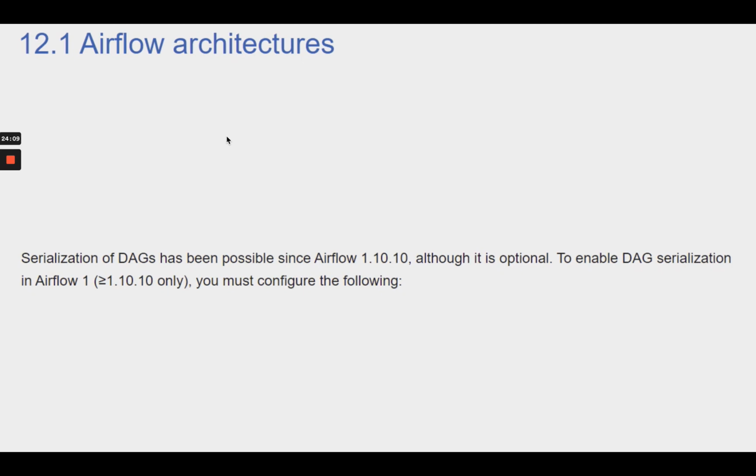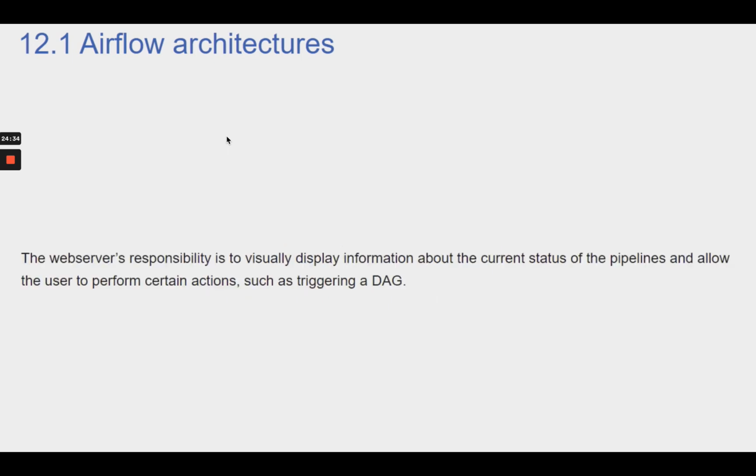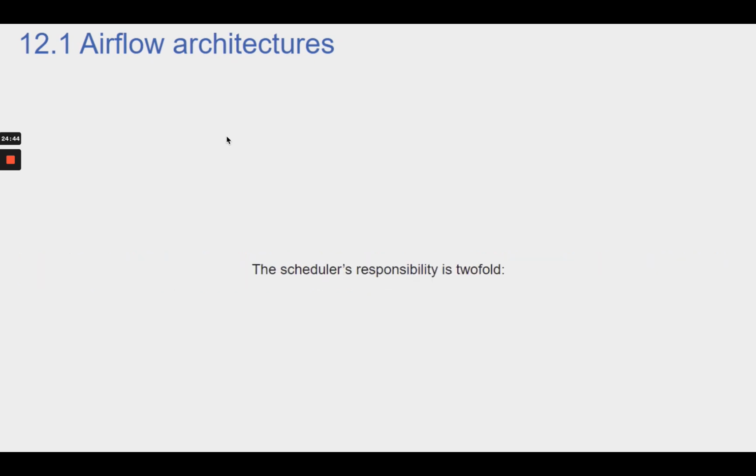To enable DAG serialization in Airflow 1, greater than or equal to 1.10.10 only, you must configure the following: AIRFLOW_CORE_STORE_DAG_CODE equals true. AIRFLOW_CORE_STORE_SERIALIZED_DAGS equals true. The web server's responsibility is to visually display information about the current status of the pipelines and allow the user to perform certain actions, such as triggering a DAG.